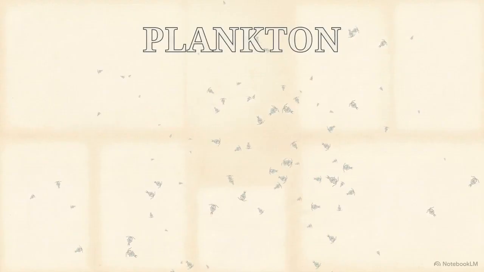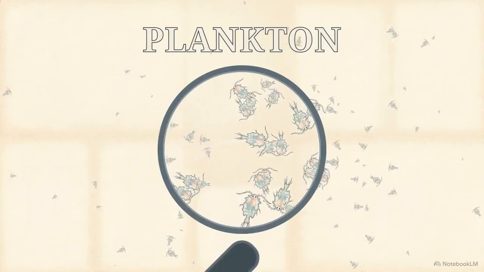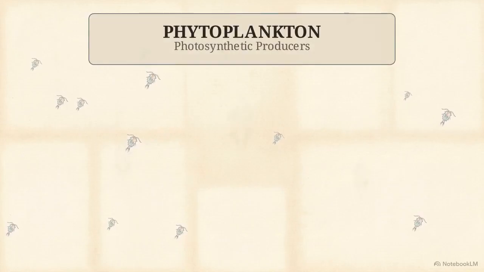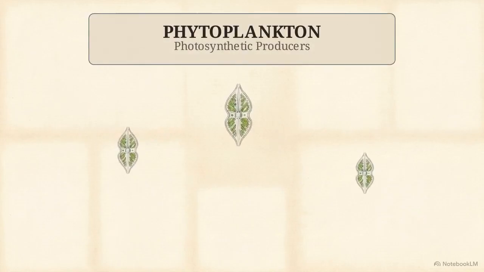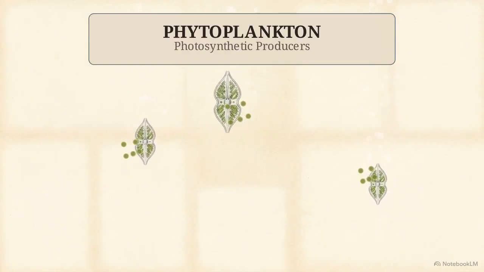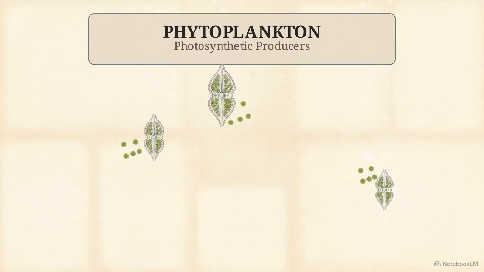We begin at the base of the marine food web. Plankton is the broad term for any microscopic organism that floats passively with the current. This visualization isolates phytoplankton, the plant-like component of that community. Because they contain chloroplasts for photosynthesis, these tiny organisms produce approximately half of the oxygen found in Earth's atmosphere.